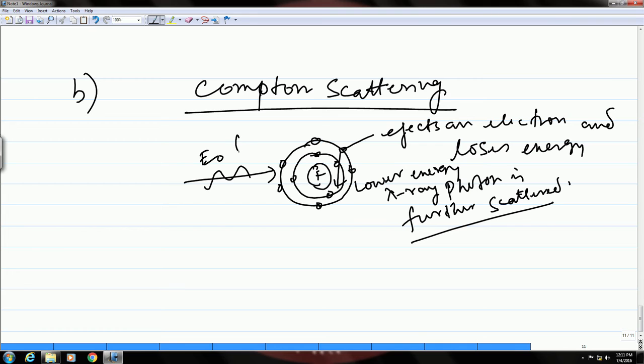So, if in the beginning it is lambda, this lower energy photon will have a different wavelength lambda prime, and lambda prime is greater than lambda because it has now lost some energy. So, this energy balance now, if you take, this is the energy loss.